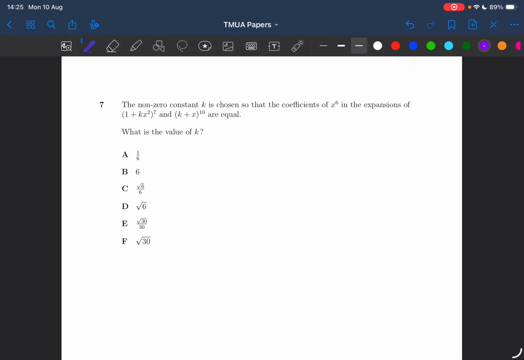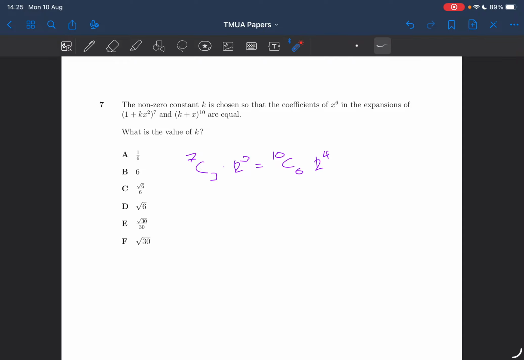So from the first one, we're going to have 7 choose 3 times, you would have 1 to the 4. Yep, lovely. And then it's going to be the other stuff to the 3, so k cubed. And this needs to equal then, similar idea on the other side, but 10 choose 6. And from there, we would have the same idea, but this k will have a 4 onto it, and the x would have a 6.